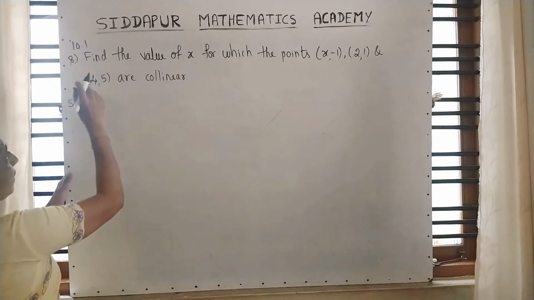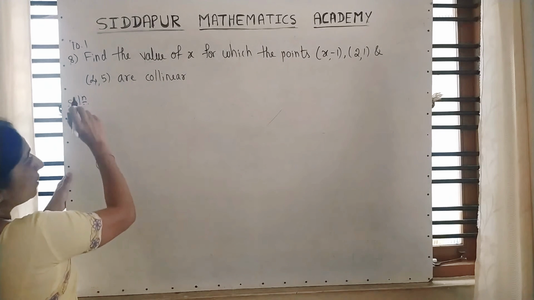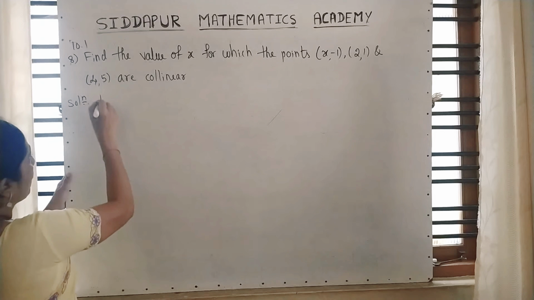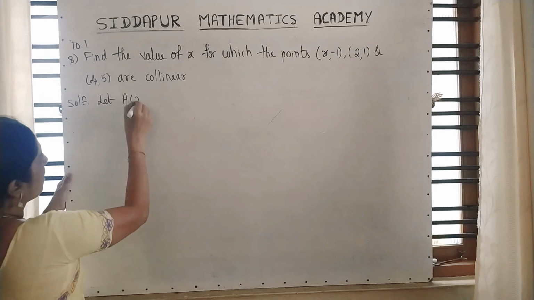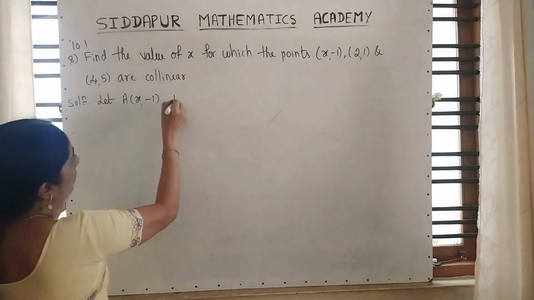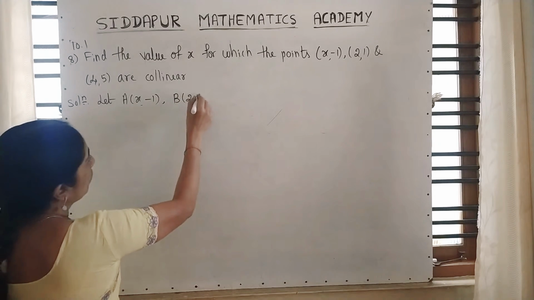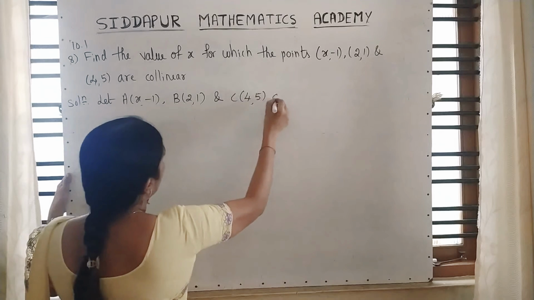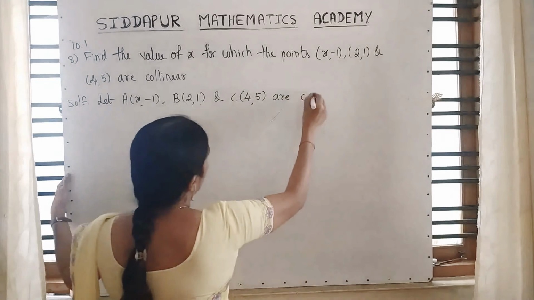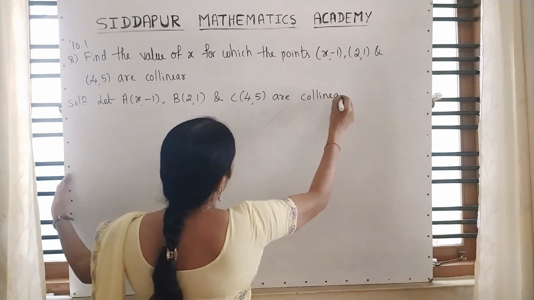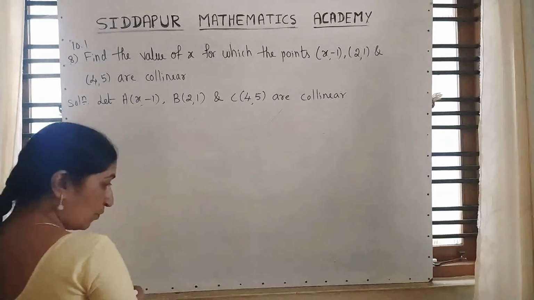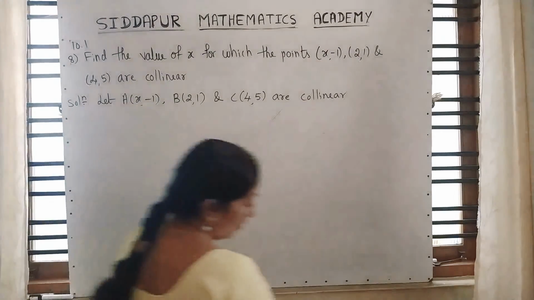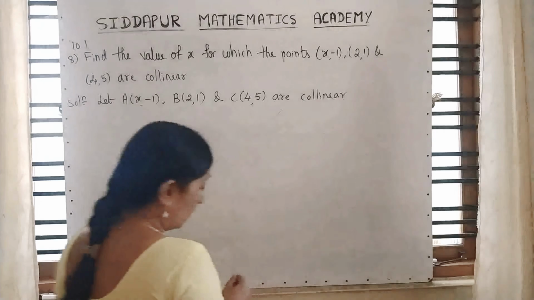Here, what is given? The 3 points are collinear. Let us take them as A, B, C. Let A(x, -1), B(2, 1) and C(4, 5) be collinear. See, if the 3 points are collinear, it means their slopes are equal. Already you are familiar with that condition.